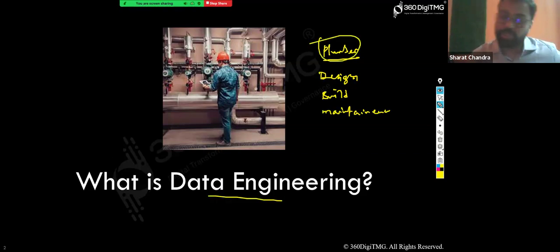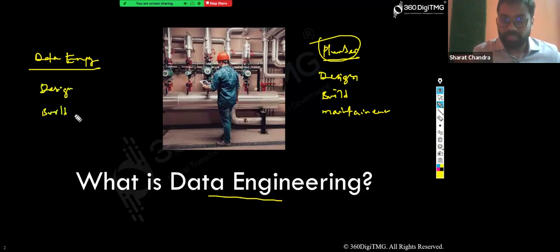What data engineers do is very similar to what plumbers do. As a data engineer, we are responsible for ensuring that we design, we integrate and build, and we also maintain something called data pipelines. So here, data is compared with water. A house is nothing but an organization.